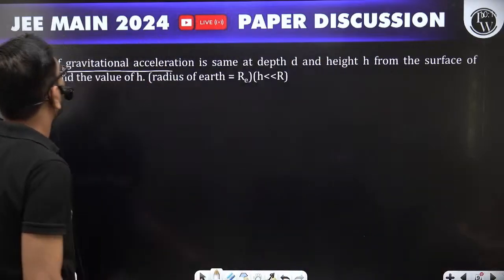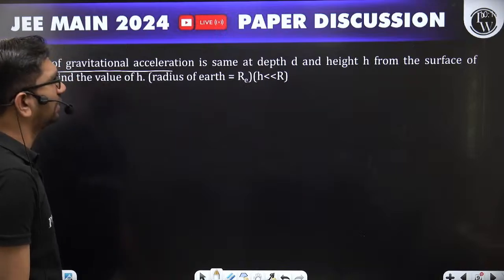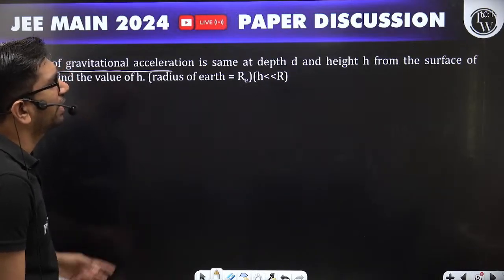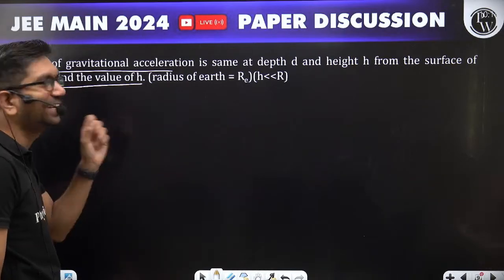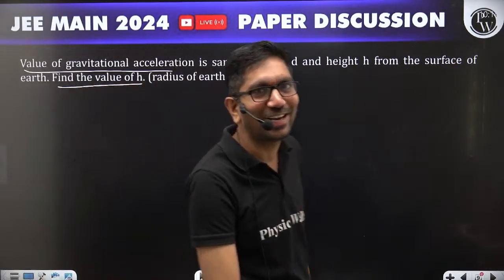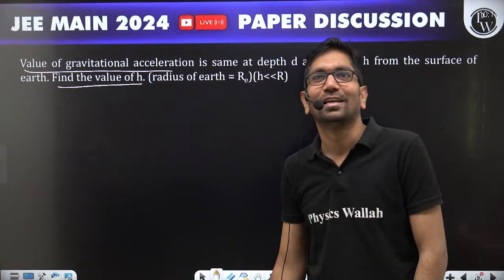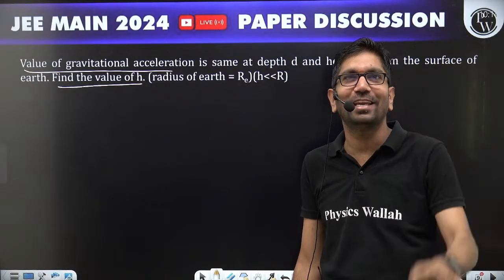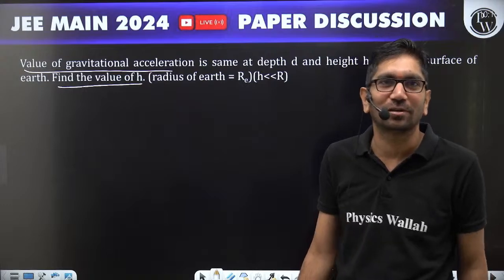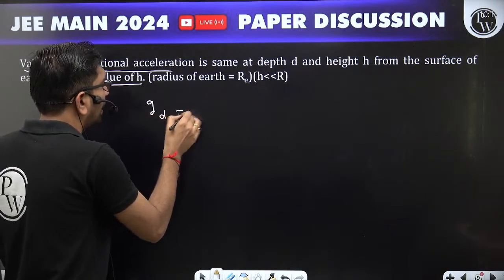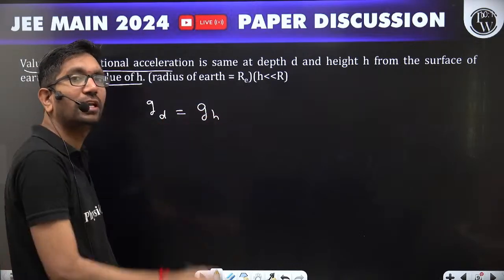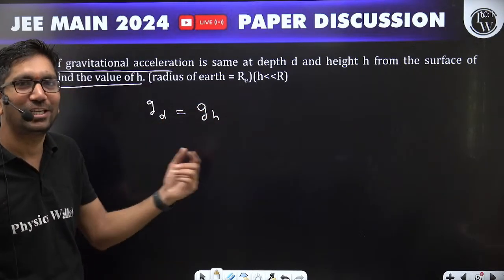The value of gravitational acceleration is the same at depth D and height h from the surface of the earth. Find the value of D in terms of small h. So this is the question. It has been repeated for so many years, right? So you got a direct question. The acceleration due to gravity at a certain depth and at a certain height are both equal, right? It means the weight is equal.